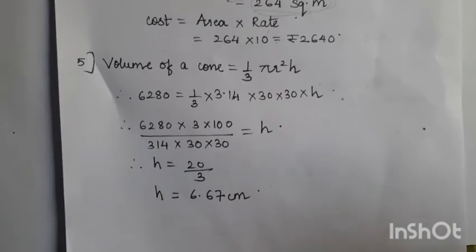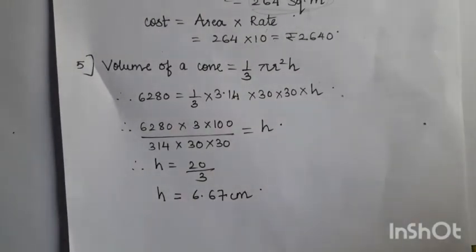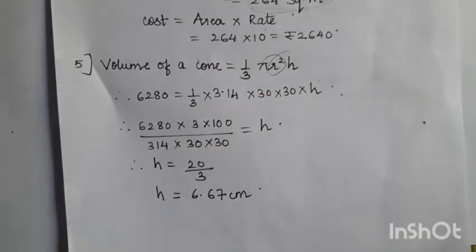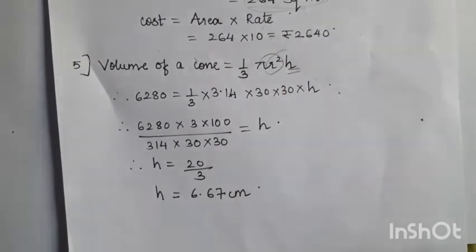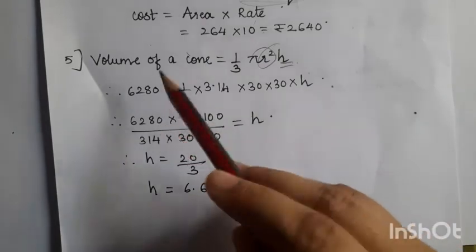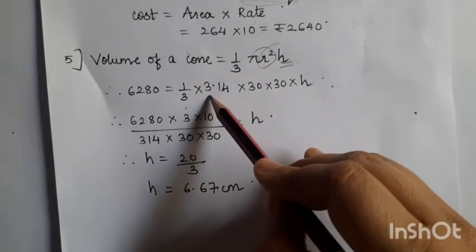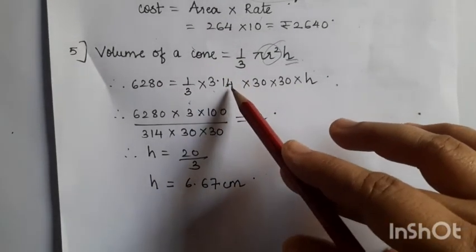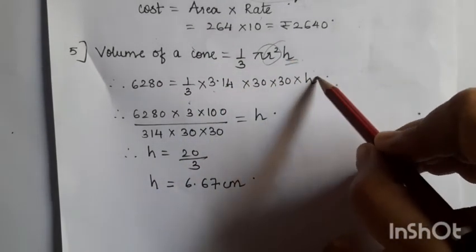Next, fifth sum. Volume of a cone is 6280 cubic centimeter and base radius of the cone is 30 centimeter. So we know the volume, we know the radius, right? Find its perpendicular height. So we have to find its height. So use the formula 1 upon 3 pi r square h. Therefore volume 6280 is equal to 1 upon 3 into the value of pi, 3.14. You should see that you take only that value which is given to you, not the other one. If the value is not given, you can take either 22 upon 7 or 3.14. So 1 upon 3 into 3.14 multiplied by 30 into 30 into h.